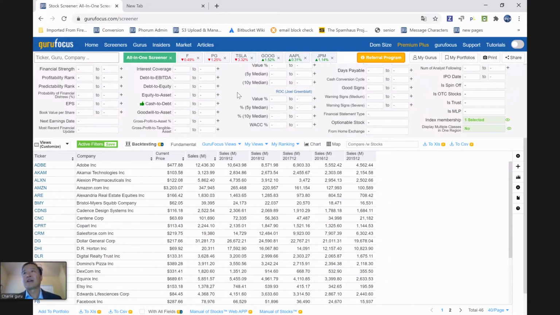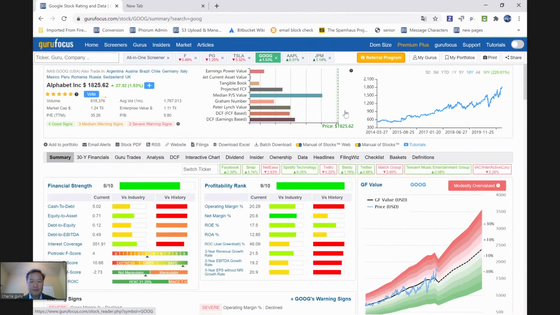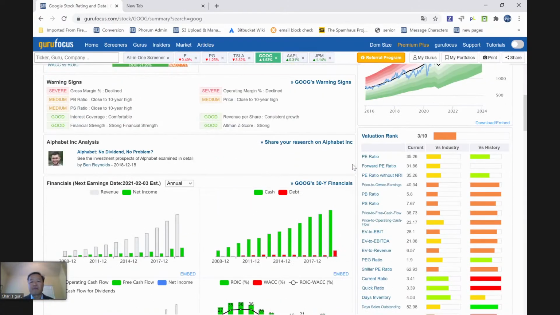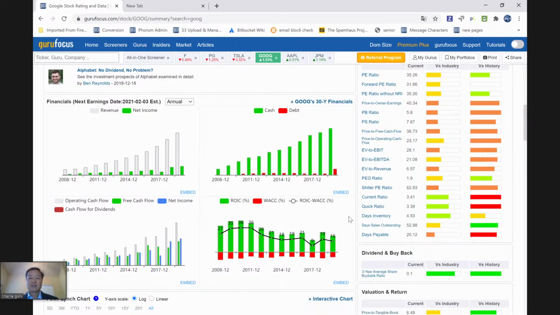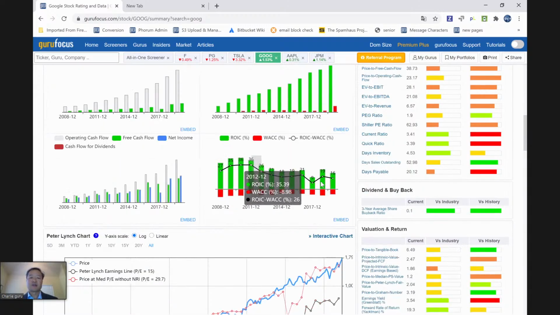Okay, someone is asking about the ROIC to WACC chart. Okay, I'll show you again here. Because for any company, you want the ROIC higher than WACC. You want the return on invested capital to be higher than the weighted average cost of capital. This chart shows the green bars as the return on invested capital, and the red bar is the cost of capital. This black line is the difference between them.